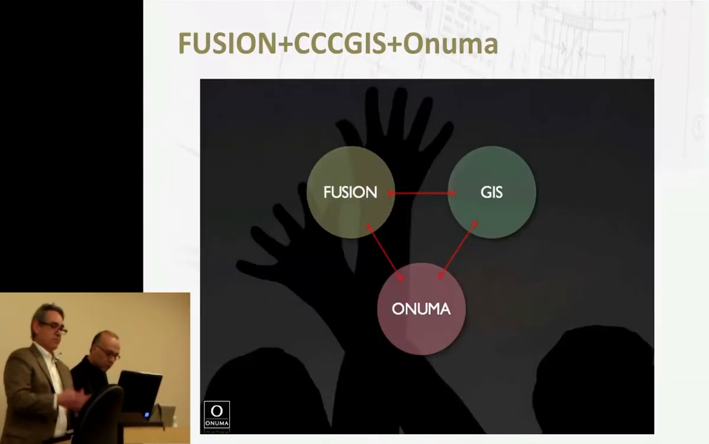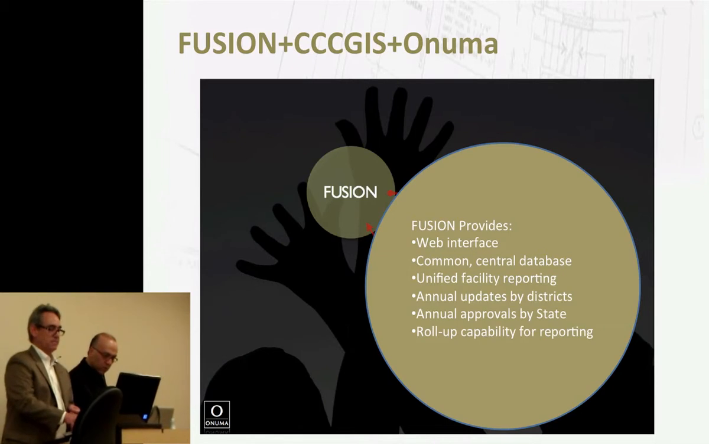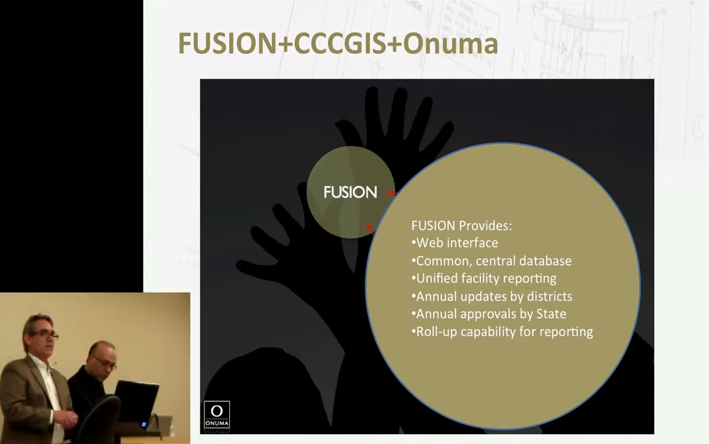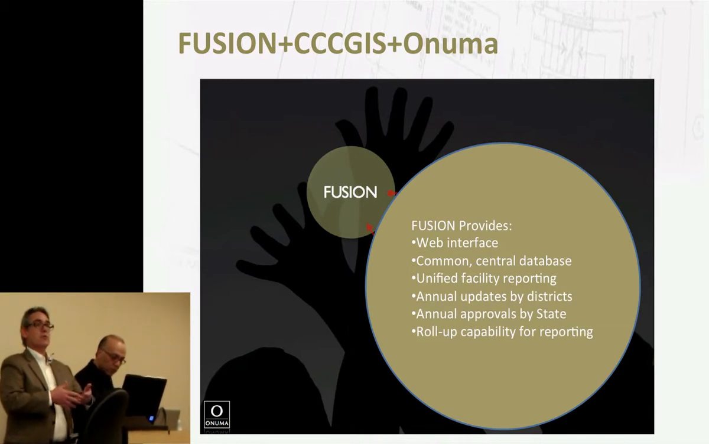Fusion is the first pillar application here that I want to talk about. It provides this uniform central database that allows for the centralized reporting that I've already shared. And the next several slides will introduce the basic workflow that's in Fusion. I don't want to spend a lot of time with this, but Fusion is a huge repository of data that we've had since 2003 and that we update annually. And that's been a key benefit for us to be able to roll out the Fusion GIS and ONUMA platform in such a big way.